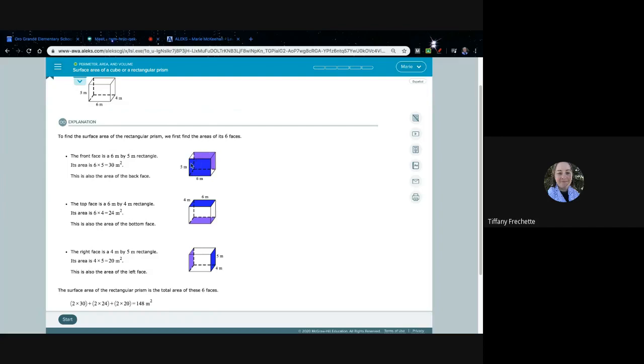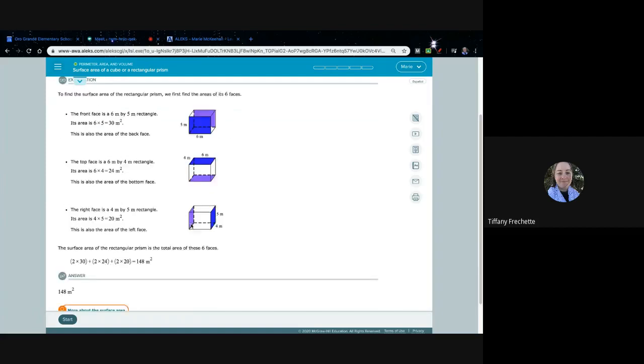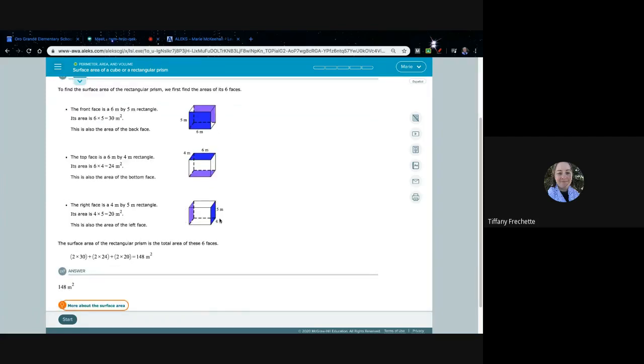So we can calculate the area of the front and then just multiply by 2 because we have 2 of them. We can calculate the area of the top and then multiply by 2 because we have a top and a bottom. So the top and the bottom will be the same. And then we can do the same thing for the right and the left. We can calculate one of them as far as area and then multiply by 2, which is what they're doing right here.